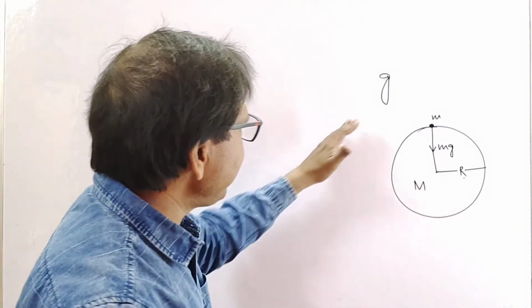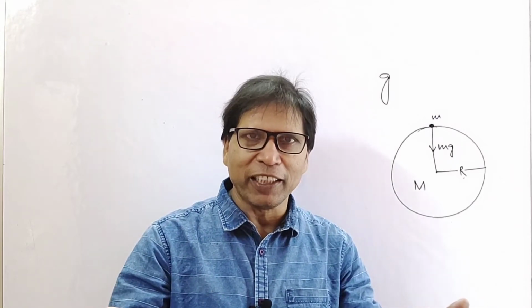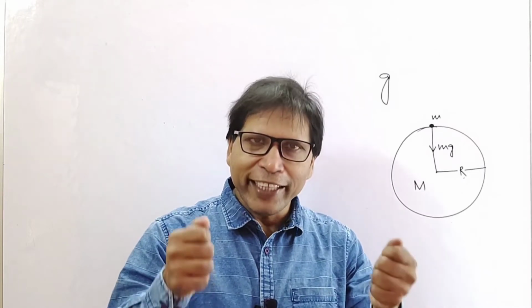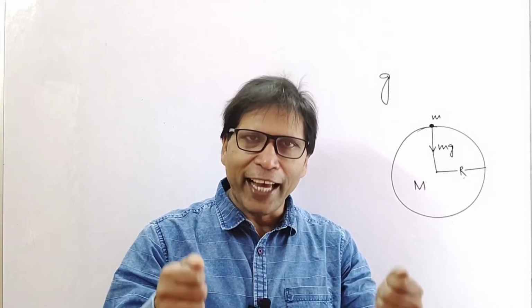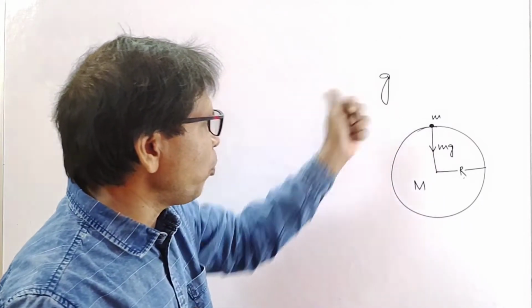First of all, acceleration due to gravity. When a body is falling under gravity, the acceleration produced on the body is known as acceleration due to gravity. Its symbol is small g.